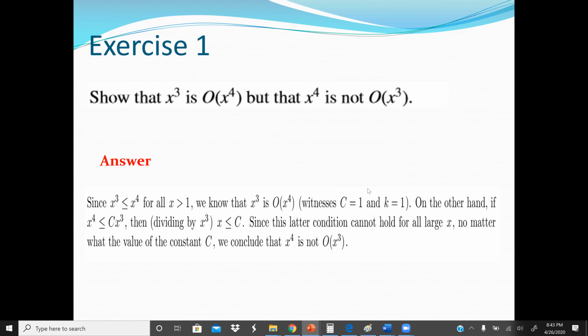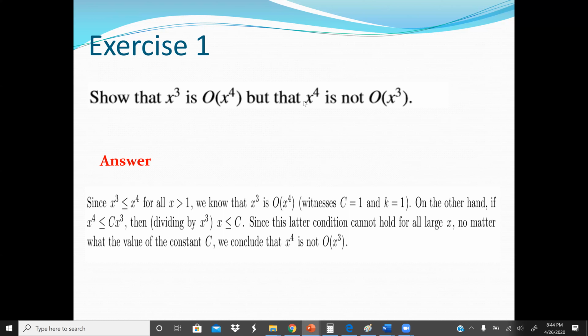And on the other hand, if s to the power 4 is less than or equal to c times s cubed, then dividing by s cubed, s is less than or equal to c. Since this latter condition cannot hold for all large s, no matter what the value of the constant c is, we're always going to conclude that s to the power 4 is not big O of s to the power 3.